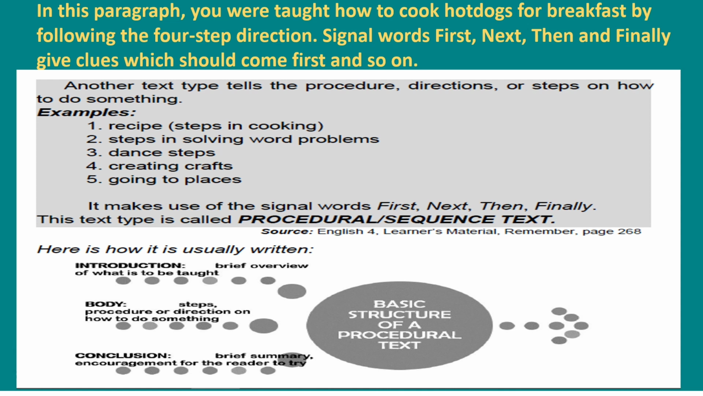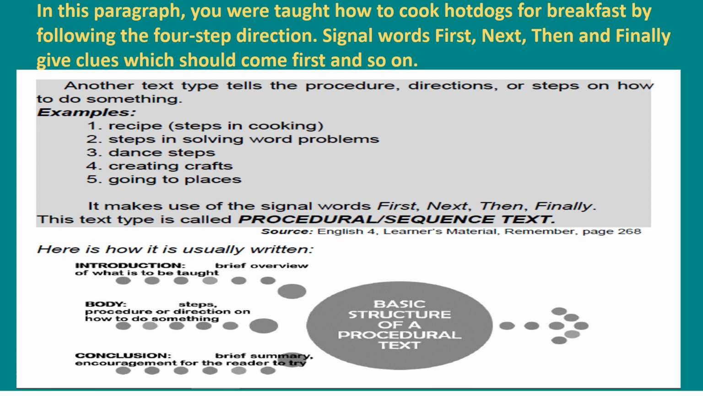Another text type tells the procedure, directions, or steps on how to do something. Examples: Number 1, recipes or steps in cooking. Number 2, steps in solving word problems. 3, dance steps. 4, creating crafts. And 5, going. It makes use of the signal words first, next, then, finally. This text type is called procedural or sequence text.